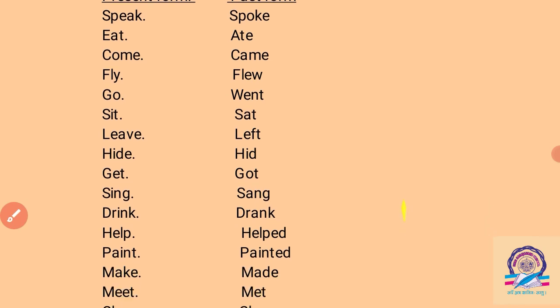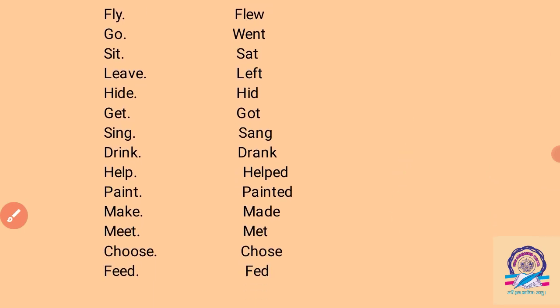So we have to utilize here the past forms of the verb and how the change occurs. Like help is there, so we have to add ed: helped. Then paint is given here; paint changes into painted. Then make changes into made. Then meet changes into met; we have to remove one e here. Then choose is there; we have to remove one o, then it becomes chose in the past form. Feed changes into fed here.